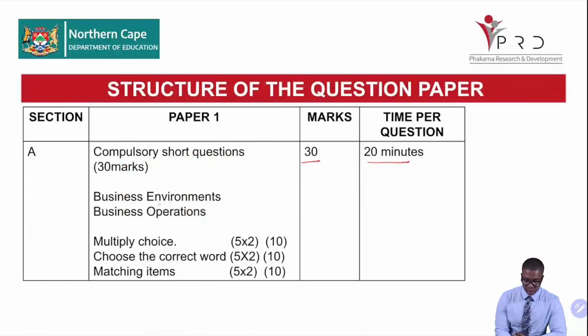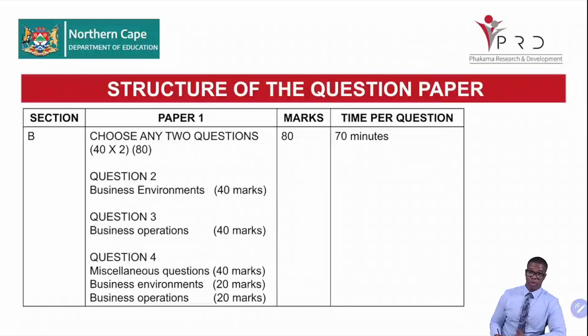Then you have business operations and business environment assessed equally in your section A. You have multiple choice as your 1.1, choose the correct word as your 1.2, and matching items as your 1.3. Each question there is allocated 10 marks, making a total of 30. You should spend no more than 20 minutes so that you manage your time properly.